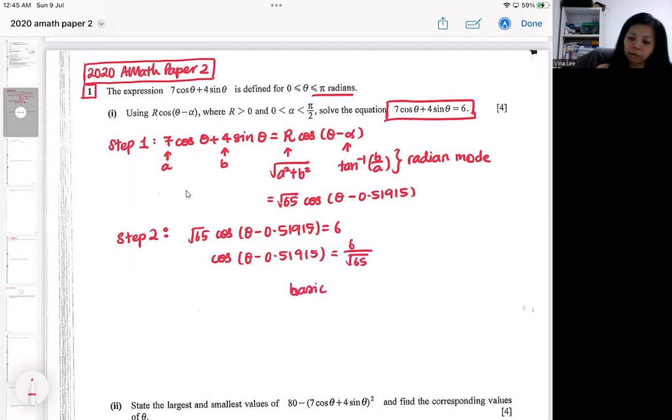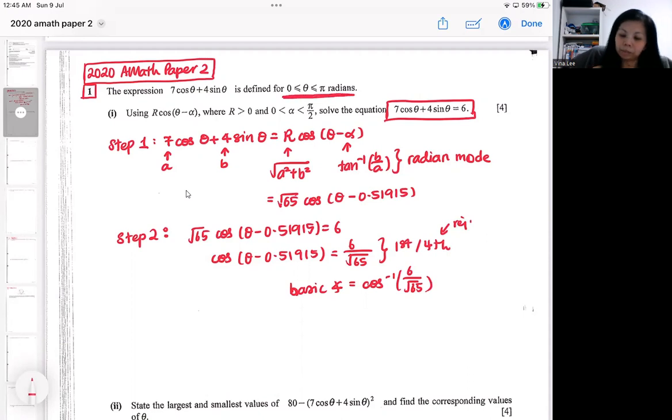Don't be confused with the basic angle and the alpha. The previous alpha is the alpha in the R formula, while in this case it's the basic angle in the ASTC. So do your basic angle and then you do it according to the first and the fourth quadrant. But most probably you're going to reject the fourth quadrant because you are restricted from 0 to pi radian. Okay, so that will be the first part.